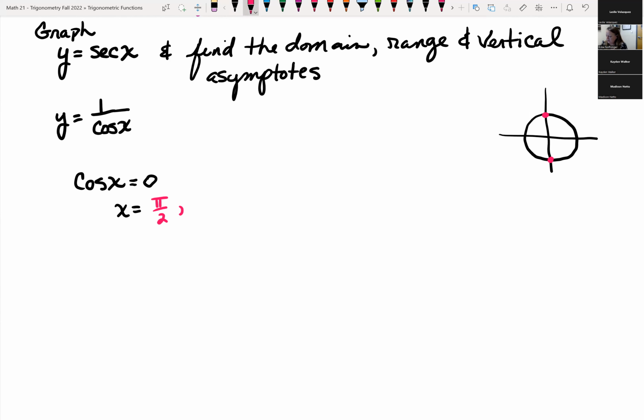Three pi halves. So if we loop around clockwise, counterclockwise, in this case, 3 pi halves. So if we add pi to 3 pi halves, that's going to give us 5 pi halves. That would get us back up to the coterminal angle of pi halves.